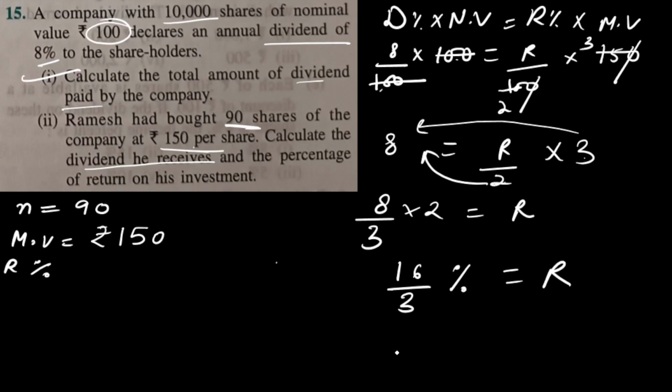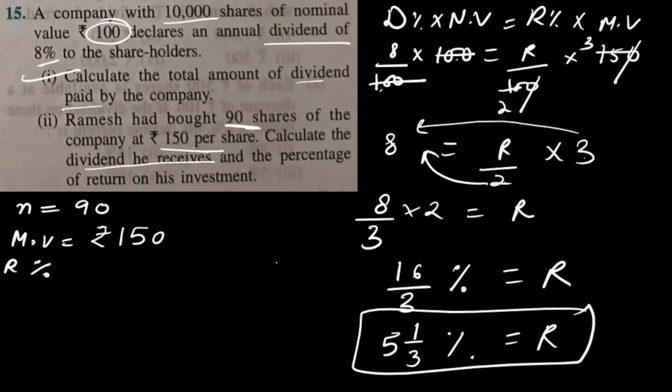You can convert it into a mixed fraction. If you convert, it will become 5 into 3, 15 plus 1. Or you can also convert it into decimal. So this is the answer. Let's do the next question now.